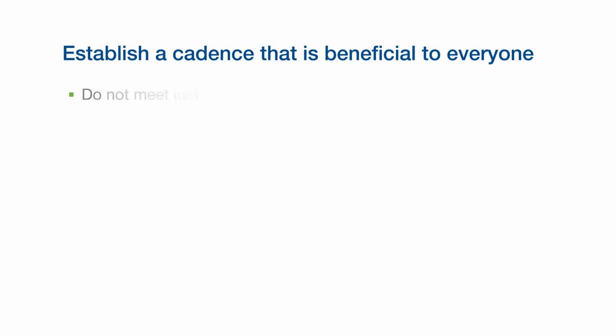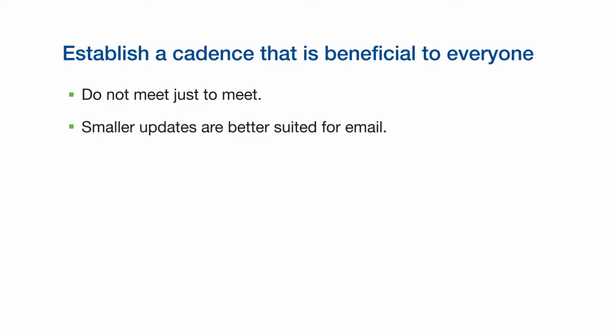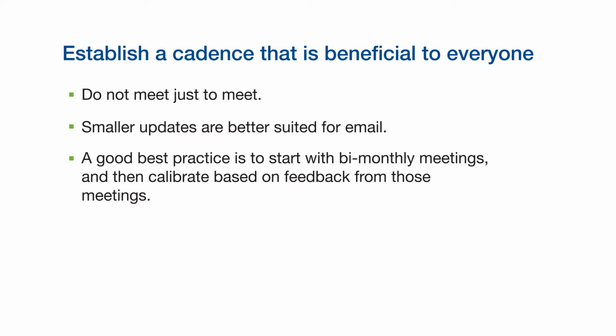Do not meet to just meet. I repeat, do not meet to just meet. Your time and your agency's time is way too valuable to be wasted on unnecessary meetings. You may find that smaller updates are better suited for email, and that you only reserve bigger in-person meetings once a month. A good best practice is to start with bi-monthly meetings and then calibrate based on feedback from those meetings. If you find that you need less time, then adjust accordingly. Following these 3 simple best practices will help you run more successful and meaningful meetings.